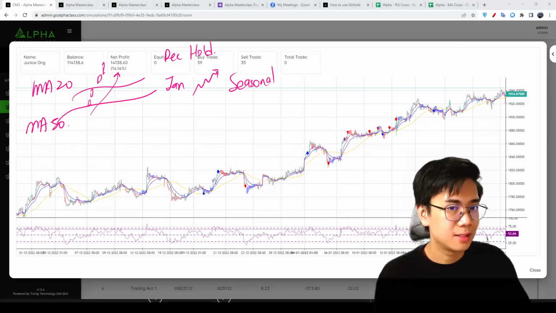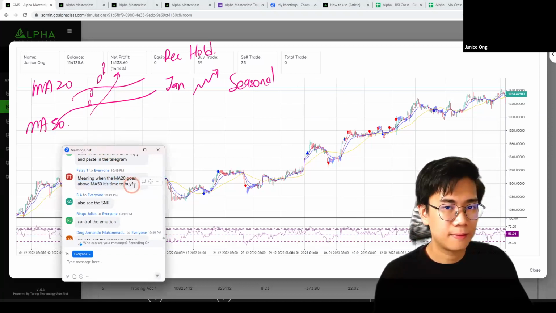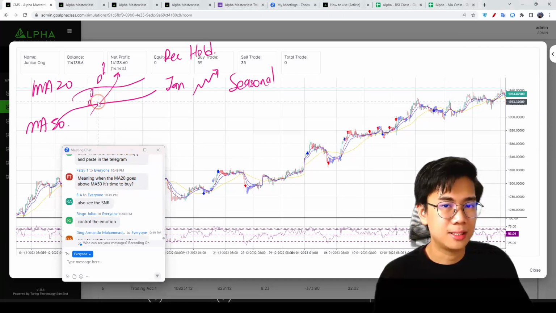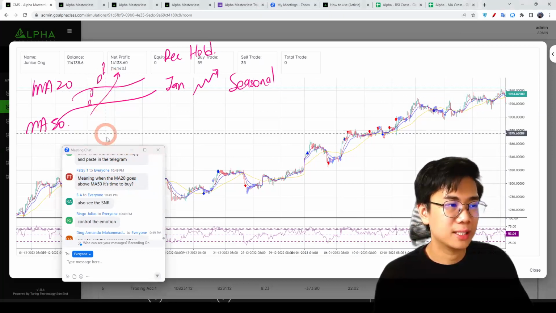True. So Pasti is asking, meaning that when the MA goes above the moving average 50, it is time to buy? Yeah, when it's above 50, it's time to buy. Then add on a bit, and the candlestick needs to be above at the same time.